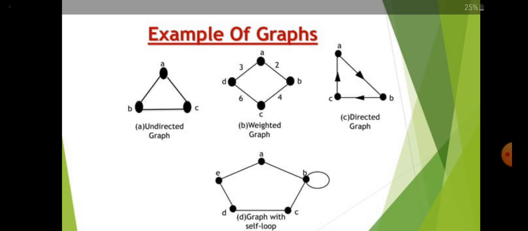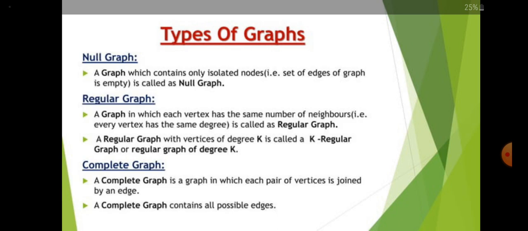These are examples of the graphs. First one is the undirected graph, second is the weighted graph, then the directed graph and the graph with self-loop. Types of graph. First one is the null graph.